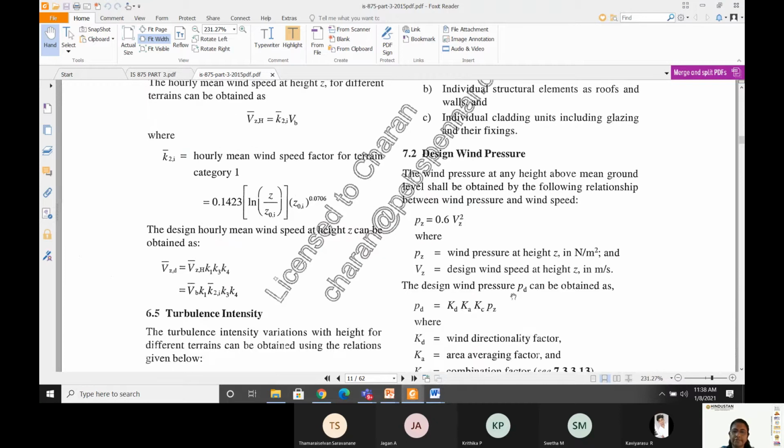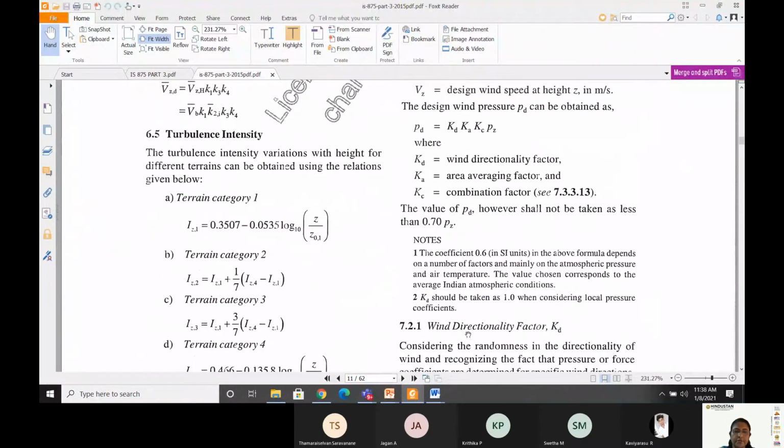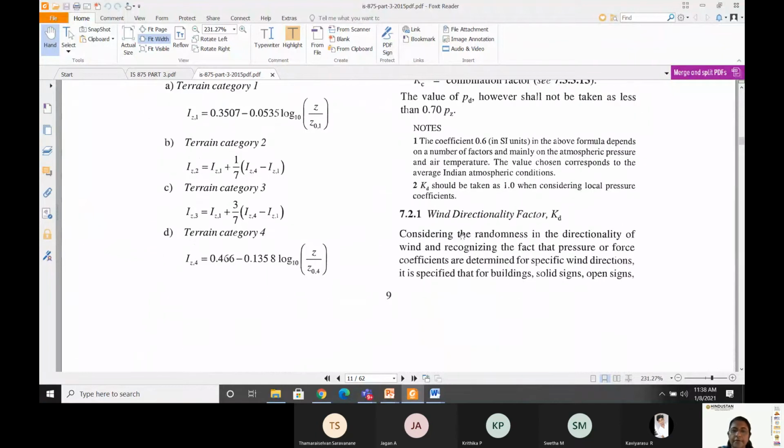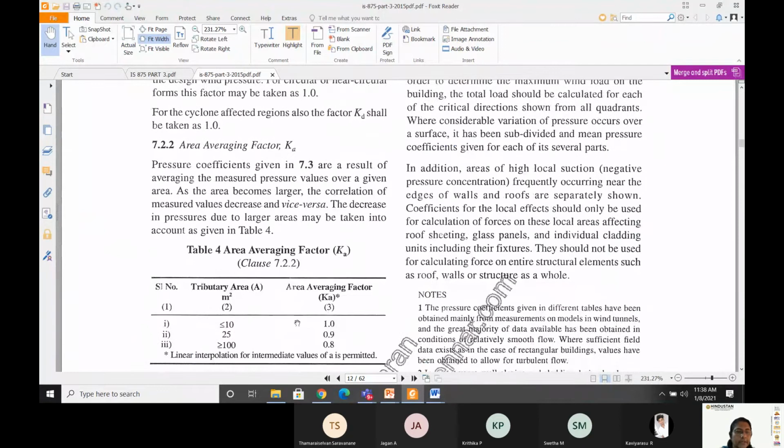Now the design wind pressure Pd is Kd into Ka into Kc into Pz. Your Kd is taken as 1. What about Ka? Ka depends upon the tributary area averaging factor. If the area is less than or equal to 10, it is 1. So it depends upon the area.